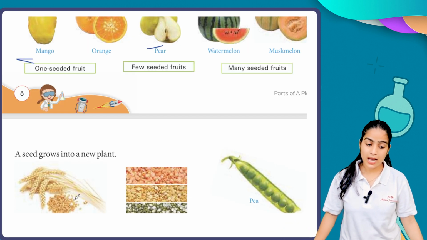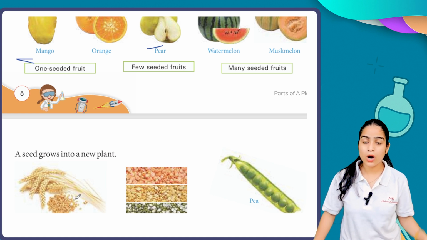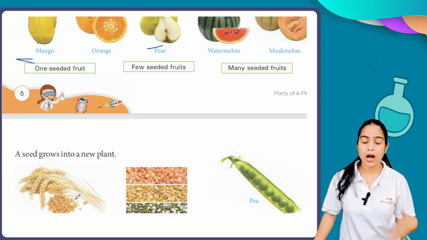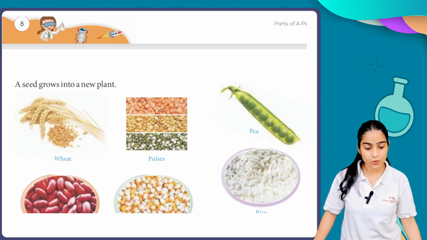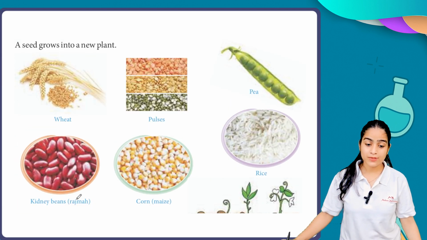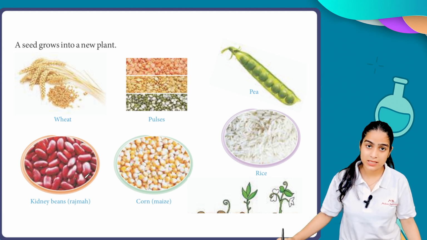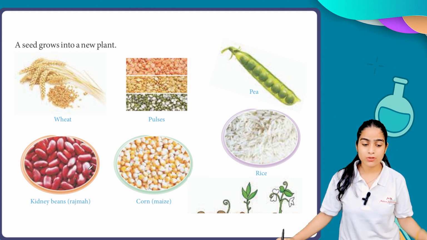Now next we have: a seed grows into a new plant. So how can we grow a new plant, right? How can we grow it? With the help of a seed we can grow a new plant. For example, we have wheat, pulses, pea, rice, corn and kidney beans as well. These are also further parts of the seed.